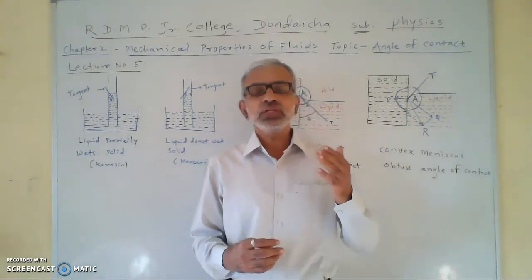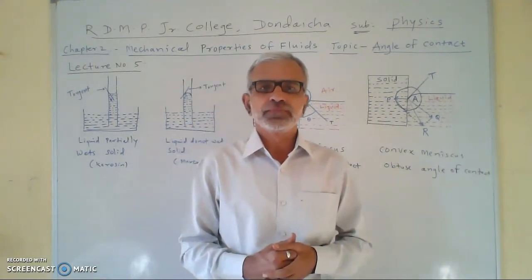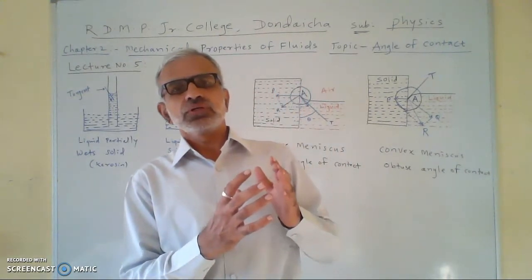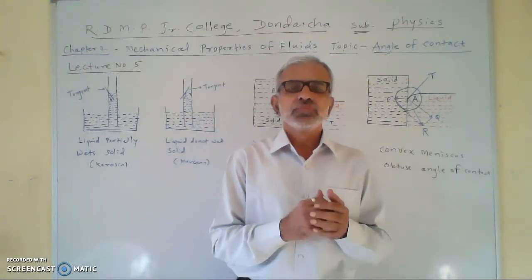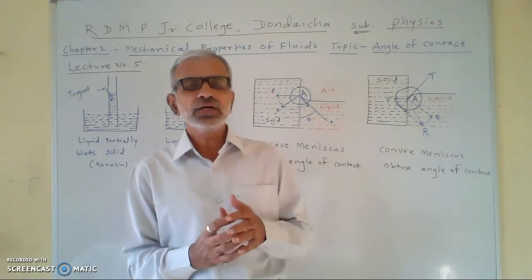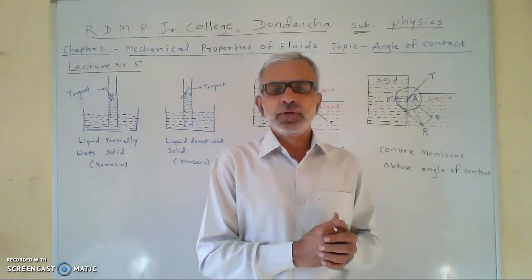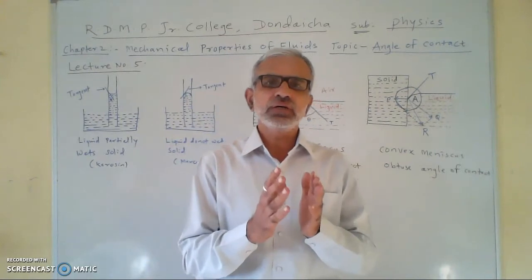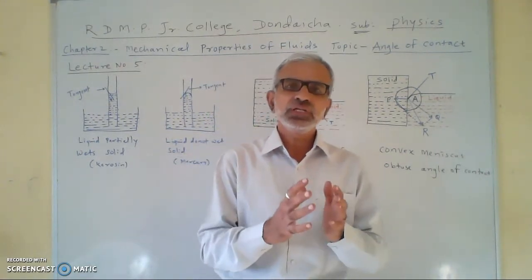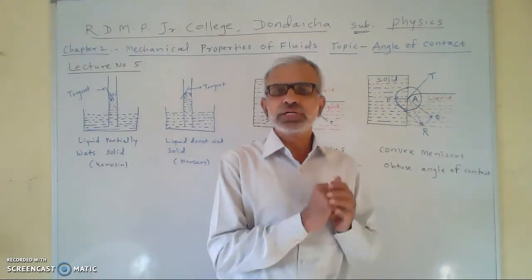Now when liquid is in contact with solid, then it will form the meniscus. That meniscus may be concave or it may be convex. It will depend upon nature of the liquid and solid. Now suppose we take a kerosene. Kerosene is a liquid which will partially wet the solid.